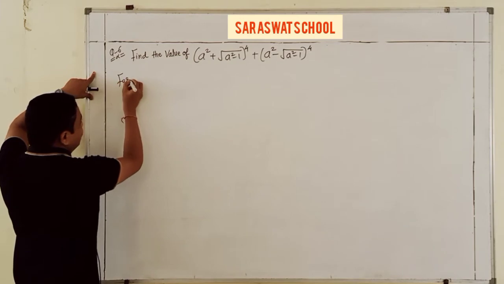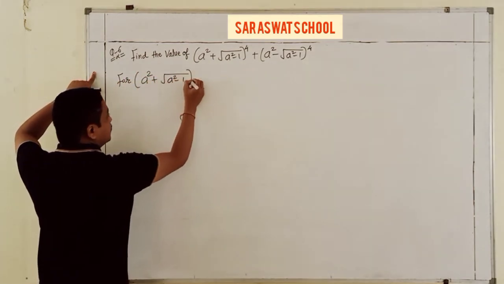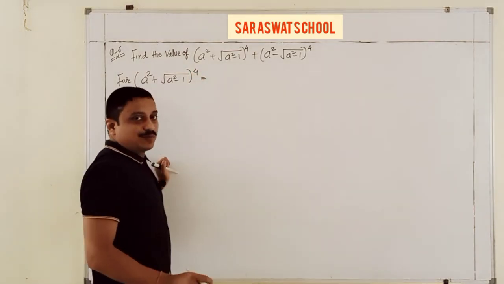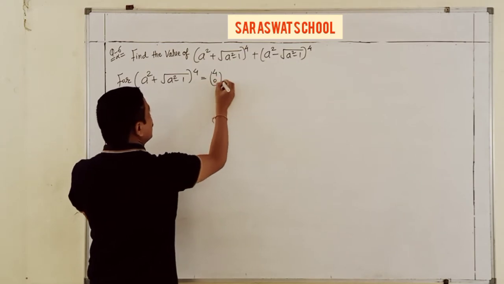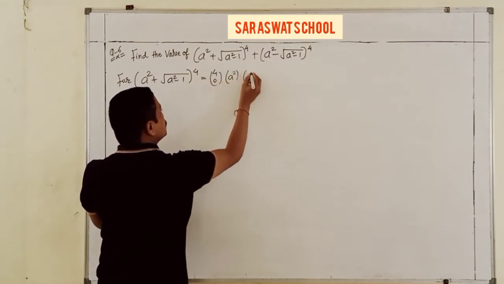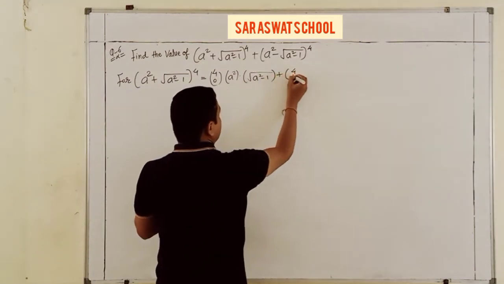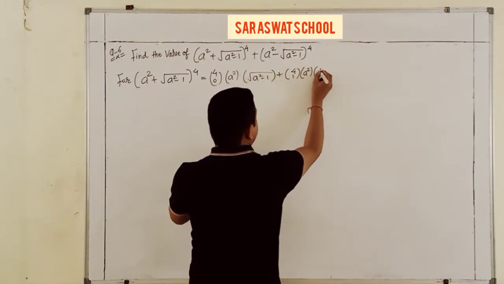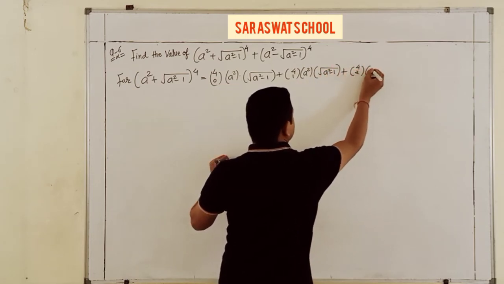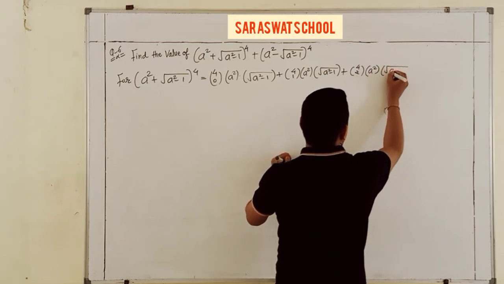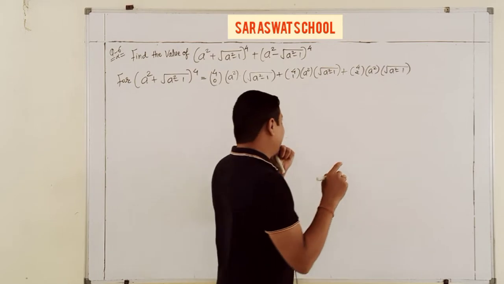First of all, (a squared plus square root of a squared minus 1) to the 4th power. How many total terms? 5. So 4C0. Very carefully, slowly I write, students. Next 4C1. Same, 4C2, up to we write 4C4. Next 4C3.